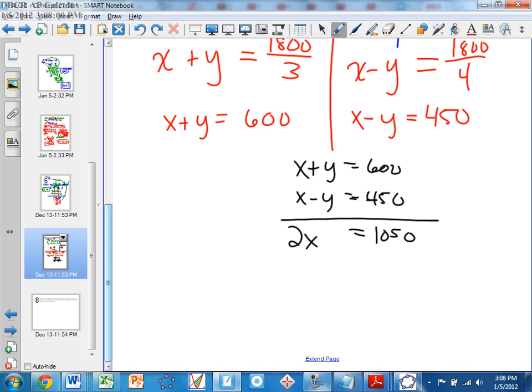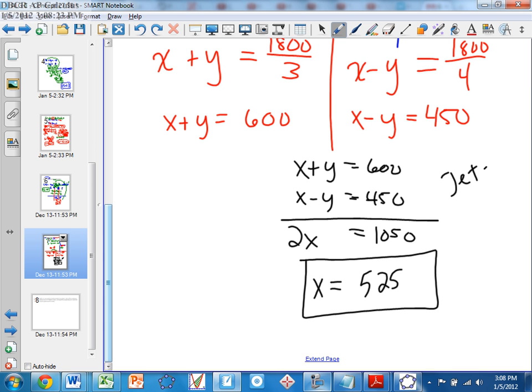Okay, divide by 2. You get 1,050. And then divided by 2, what do you get with the speed of the jet? 525. 525, good. Think of half a thousand as 500, half of 50 is 25, 525. Now, that's the speed of the jet. We have to make sure we state that, because we're not looking for x, we're looking for the jet, so we have to make sure we write that.